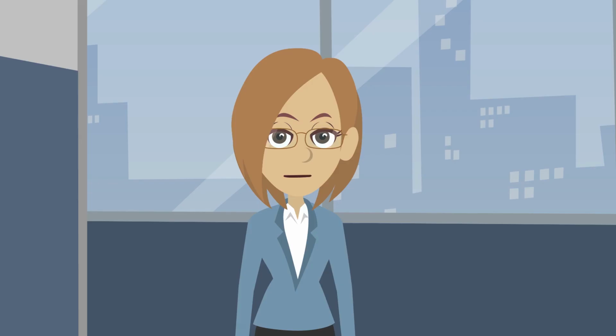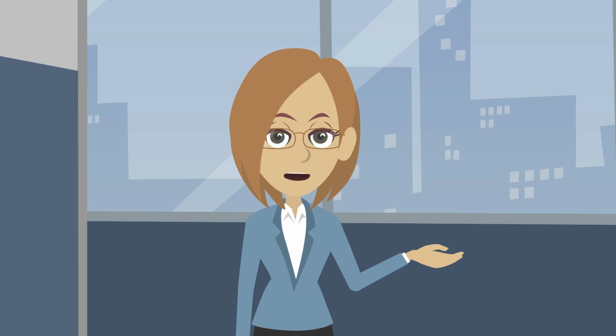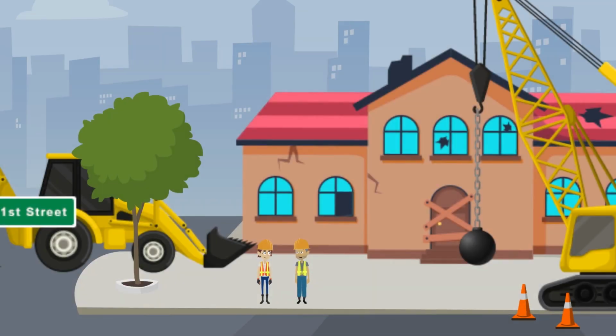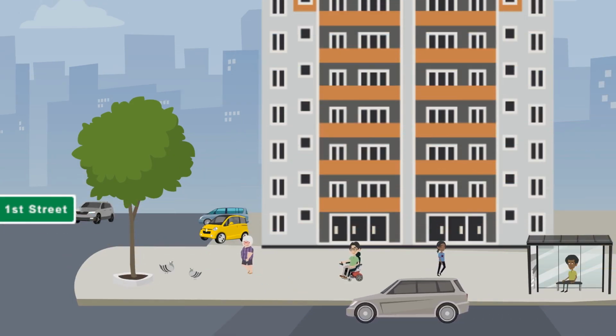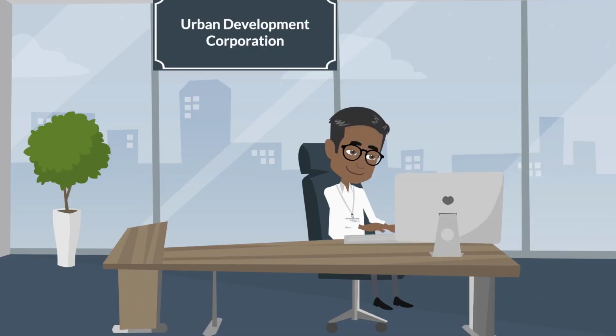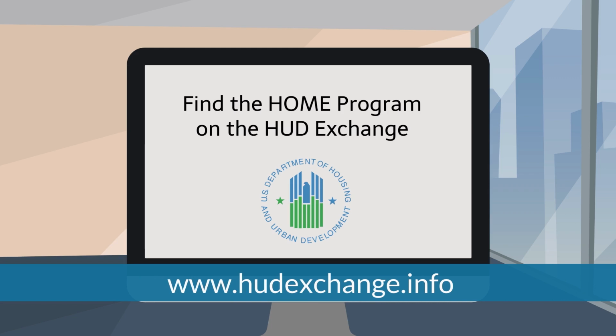Sure, what's up? Remember that HUD-funded rehabilitation project on First Street? You know, the one where the URA applied? It turns out that the building is in worse shape than they thought. So project plans have changed from rehabilitation to demolition and new construction. The developer has applied for HOME funds to help with the increased costs.